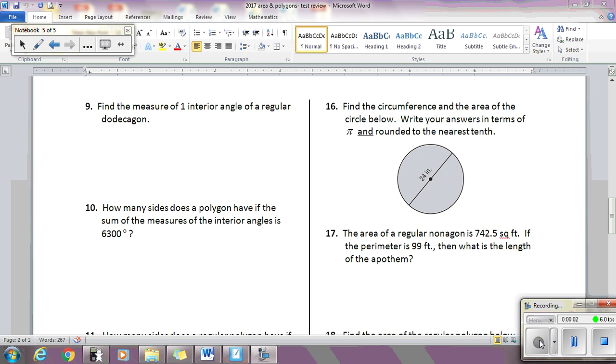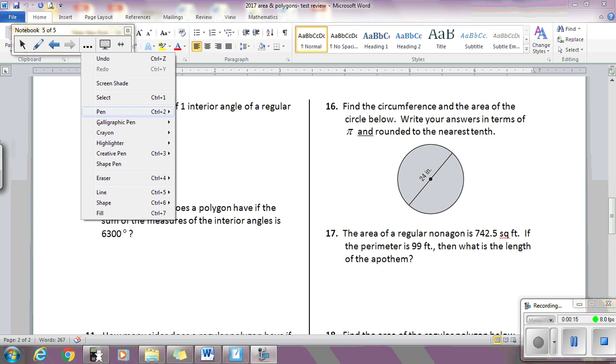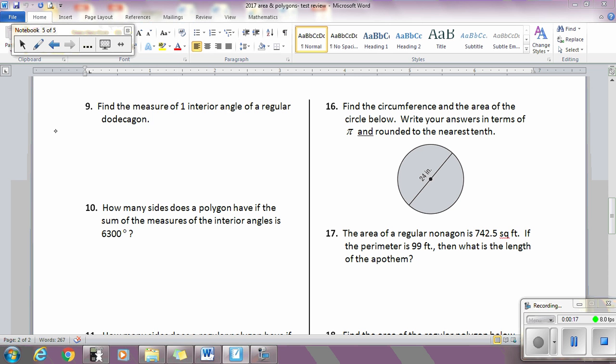Alrighty, let's continue with number 9. Number 9 says find the measure of one interior angle of a regular dodecagon. The formula for one interior angle is 180 times n minus 2 over n.